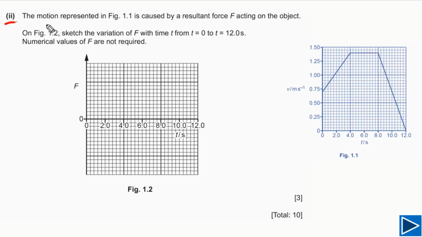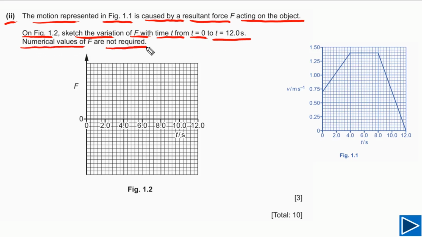For part C2, it is given to us that the motion represented in figure 1.1 is caused by a resultant force F acting on the object. The question is asking us, on figure 1.2, to sketch the variation of F with time t from t equal to 0 to t equal to 12 seconds, and numerical values of force are not required. If we look at figure 1.2, on the y-axis we have force, and this is the resultant force. And if the mass is constant, resultant force F is equal to ma.